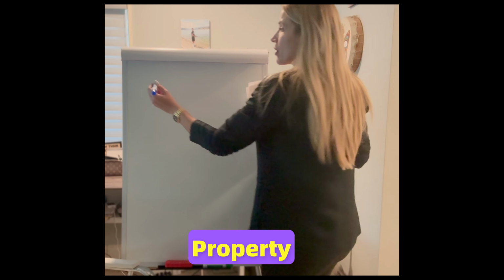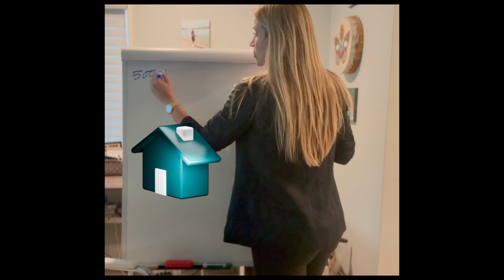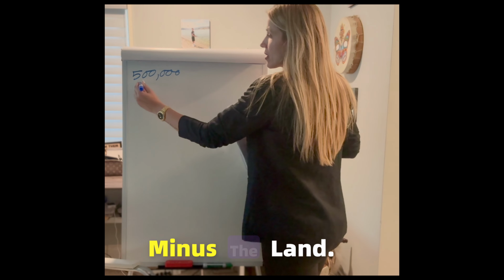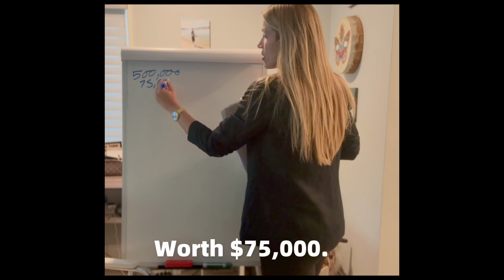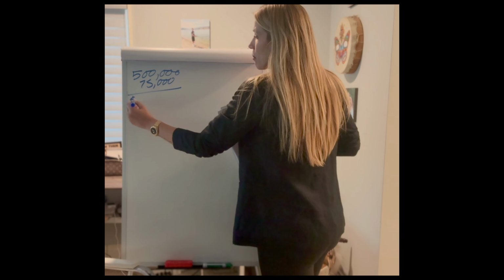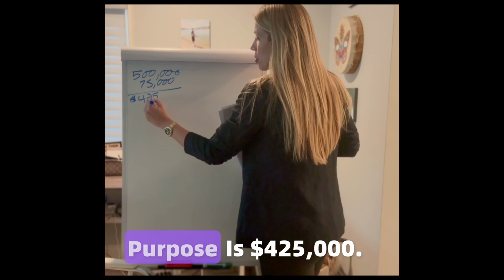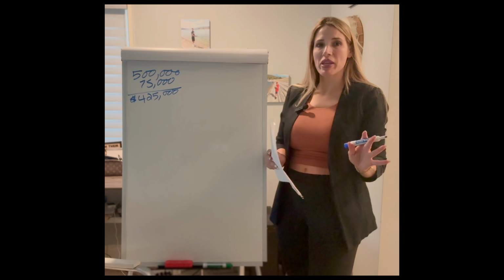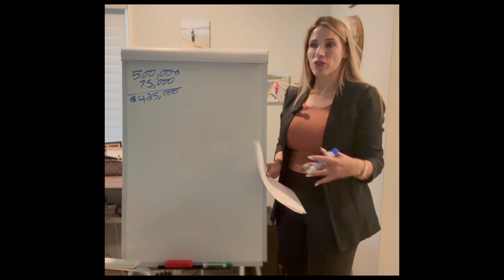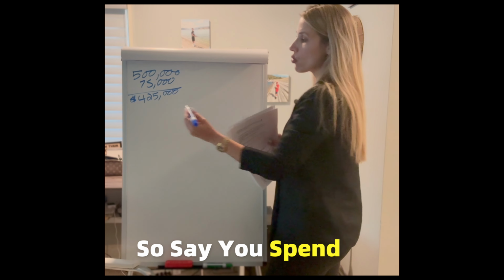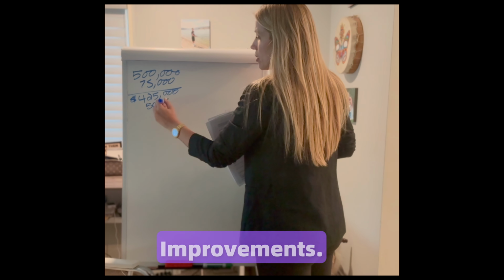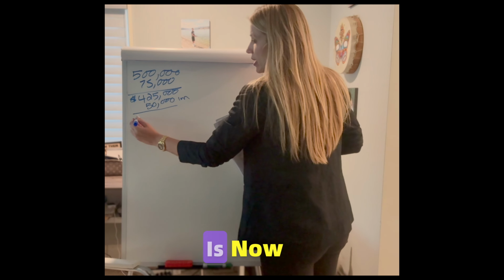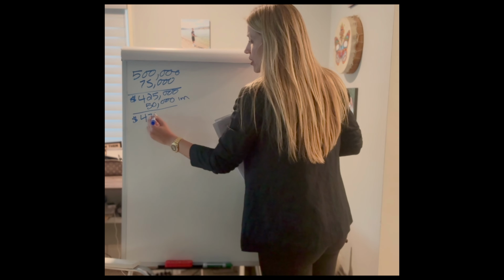So you purchase a property for $500,000. Now you cannot depreciate land, so you need to minus the land. Say the land is worth $75,000. Your basis for depreciation purpose is $425,000. You want to do some capital improvements. You want to change the roof. Maybe you want to update the floors. So say you spend $50,000 in improvements. Your new basis for depreciation is now $475,000.